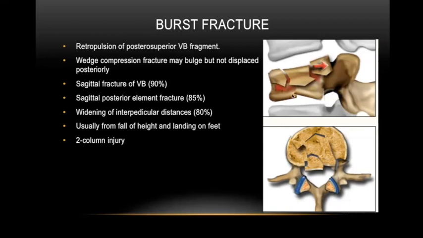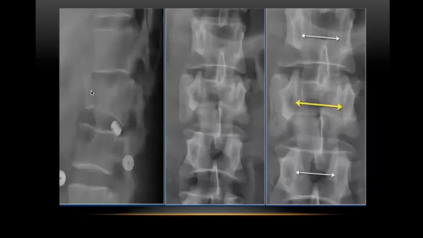So you have a sagittal fracture of the vertebral body. Sometimes it can extend into the posterior elements, with widening of the interpedicular distance on radiograph, usually from a fall from height and landing on the feet. So this is a two-column injury. Okay, so you have a little bit of retropulsion here on radiograph. One column, now it has gone into two columns, it has gone to the back. So it's already a two-column injury.